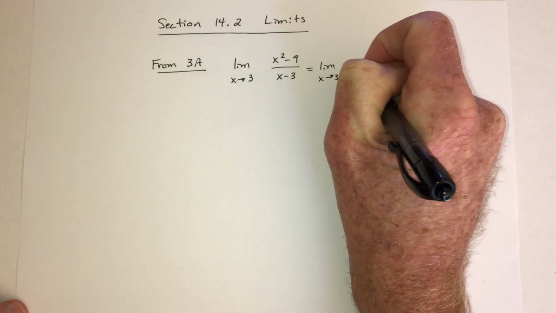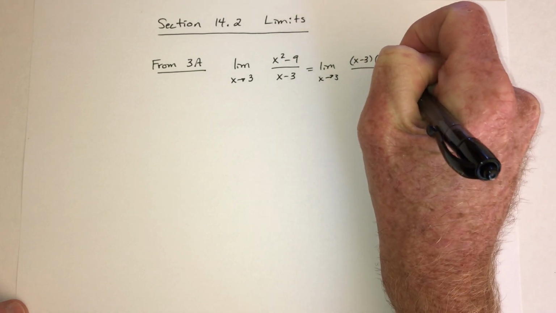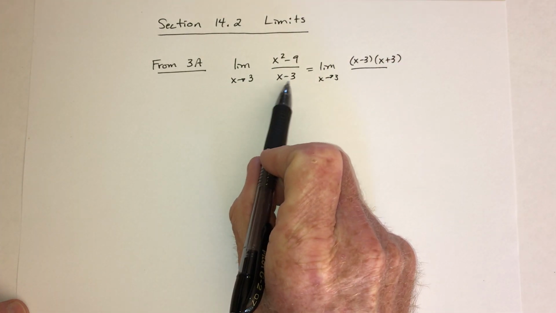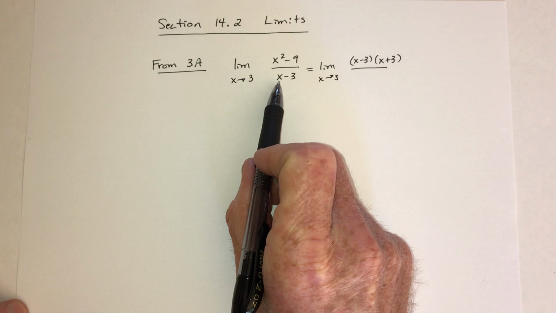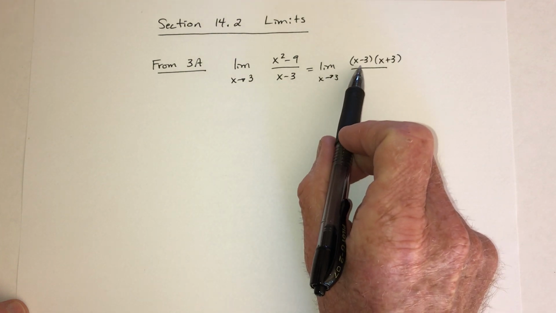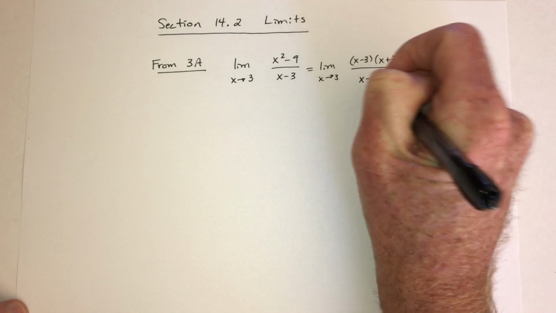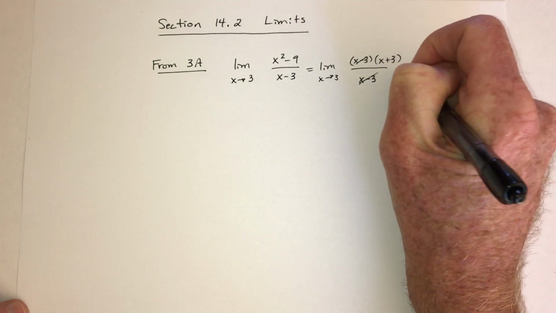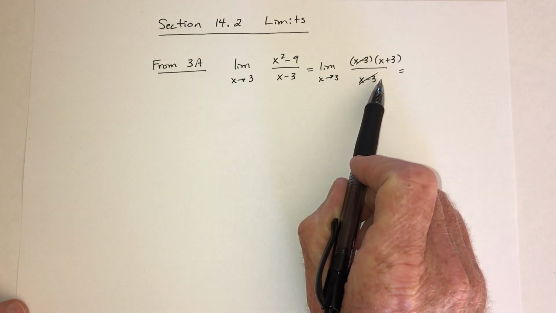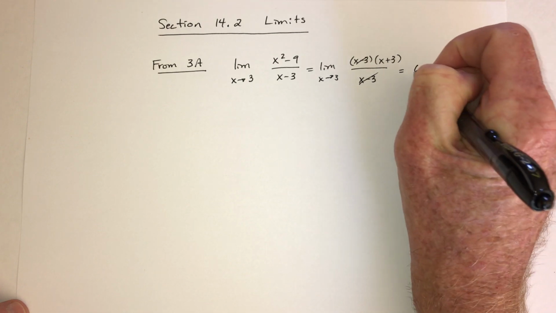So what we could do is factor the top as x minus 3, x plus 3. Notice that this is what's causing division by 0. So the only way that factoring is going to help is if x minus 3 shows up in the numerator. With this one, it just happens to show up. You can then cancel these. Then substitute the 3. There's no more division by 0. We just get 3 plus 3 equals 6.